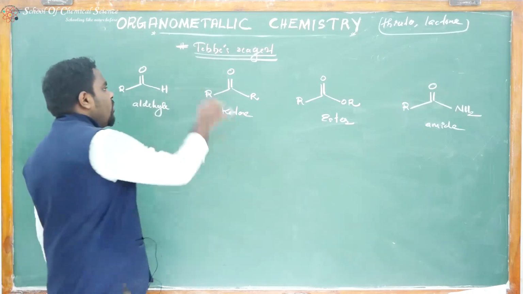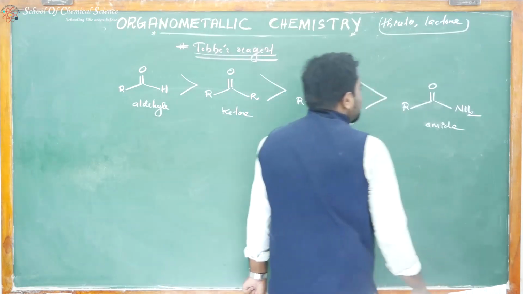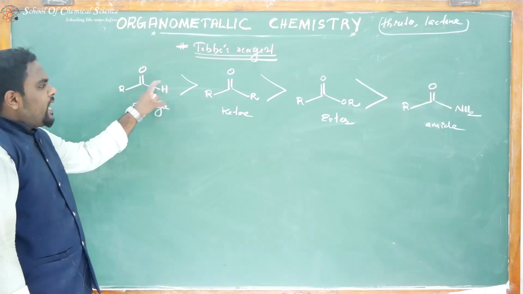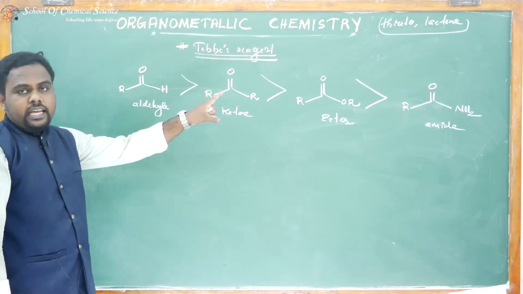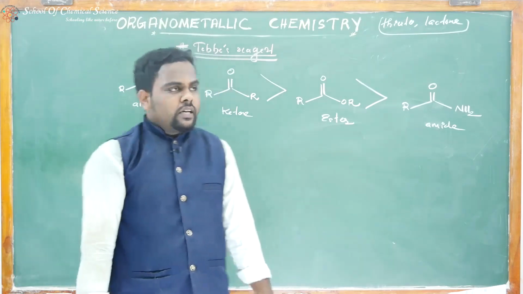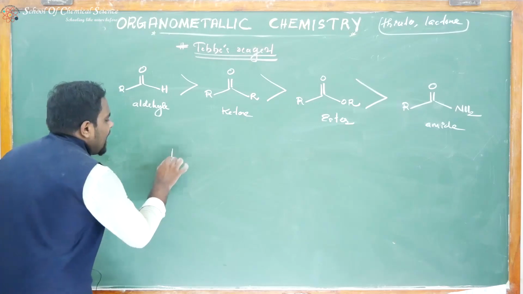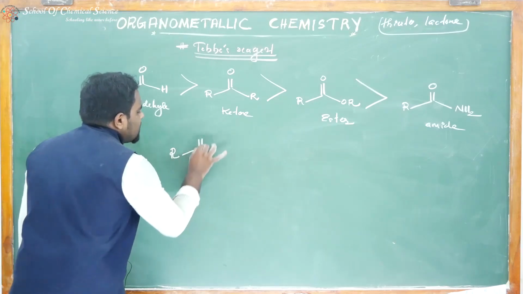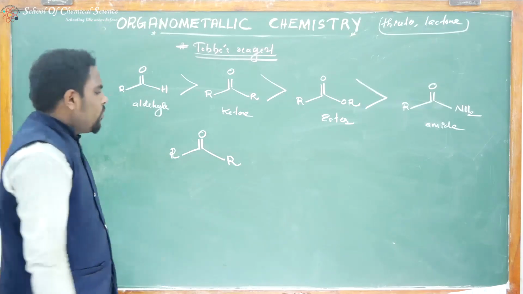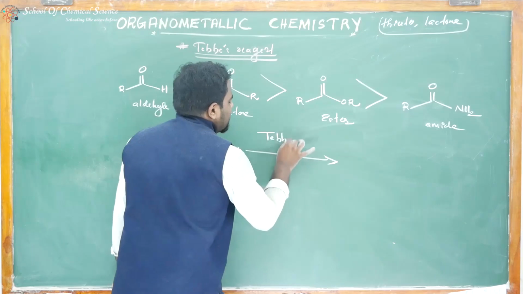And you know the order of reactivity: aldehyde is more reactive than ketone, more reactive than ester, more reactive than amide. In the organic chemistry reagent section, we discussed the electrophilicity order of all these. Aldehyde is more reactive. Okay, so then the reaction. Please listen. An aldehyde or ketone, RC(=O)R, is given on reaction with Tebbe's reagent.